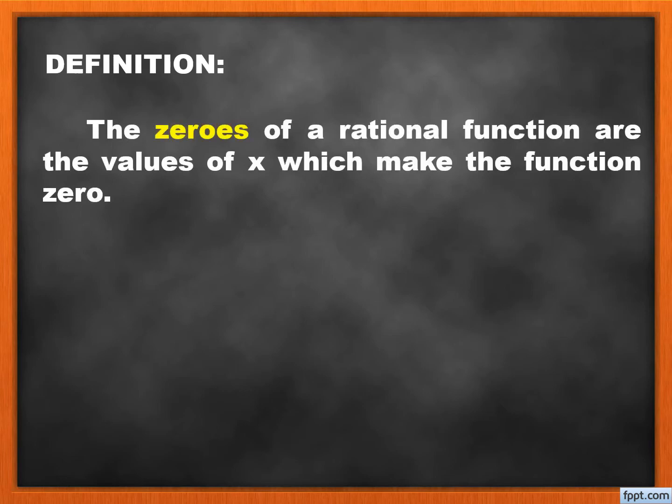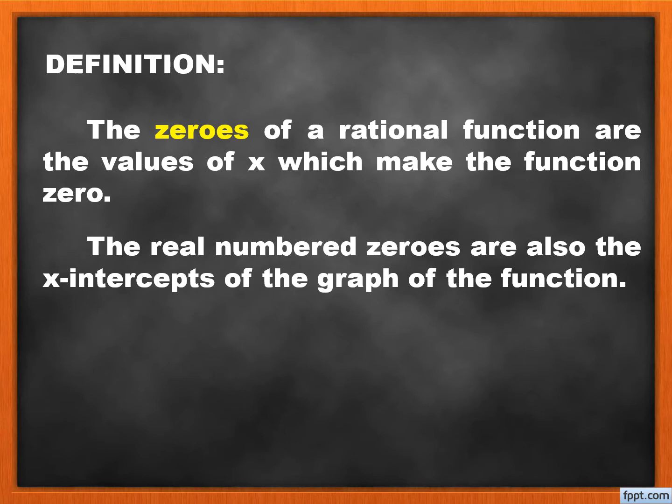First, let us have this definition. The zeros of a rational function are the values of x which make the function 0. And the real numbered zeros are also the x-intercepts of the graph of the function. That means, kung ano yung makukuha nating zeros, automatically, that is also the x-intercept of our rational function.